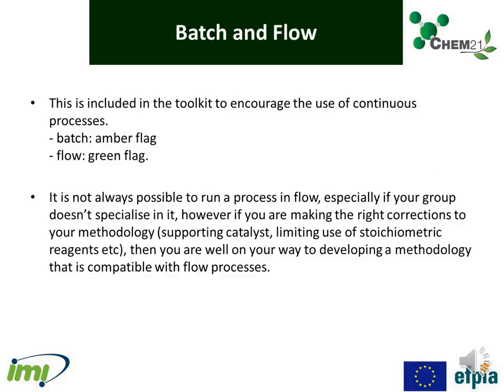We also address batch and flow in the metrics toolkit, and this is done so that we can encourage people to use continuous flow processes. So if you're using a batch process, an amber flag will be produced. If you're using a flow process, a green flag is given. Now, we realize it's not always possible to run a process in flow, especially if your group doesn't specialize in it. But if you've been making the right corrections to your methodology with respect to all the other metrics, such as using a supported catalyst, limiting the use of stoichiometric reagents, etc., then you are well on your way to developing a methodology that should be compatible with continuous flow processes.